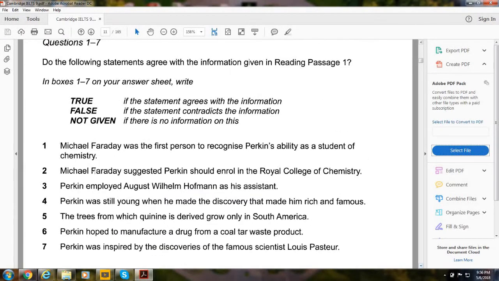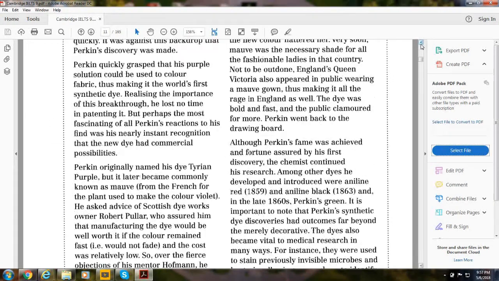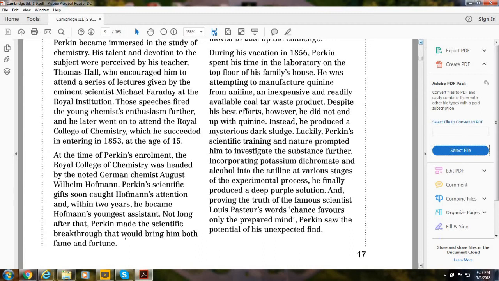Okay, just the next one out. Perkin was still young when he made the discovery that made him rich and famous. Now you just got to focus on this again. Perkin was still young, this is what you got to look for, when he made the discovery that made him rich and famous. You can spot it by looking at the synonyms of rich and famous. That would be easy. Now let's try to look for the synonyms of rich and famous.